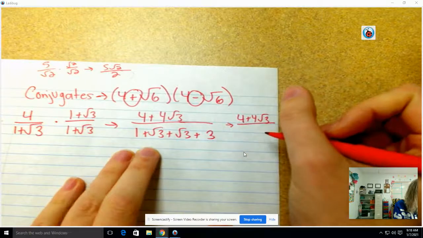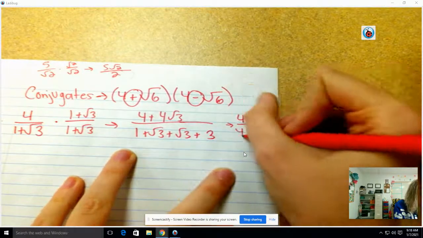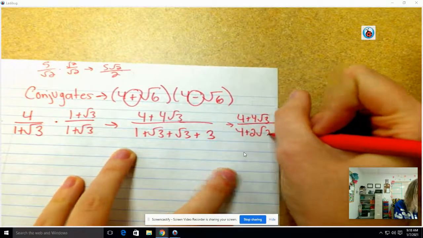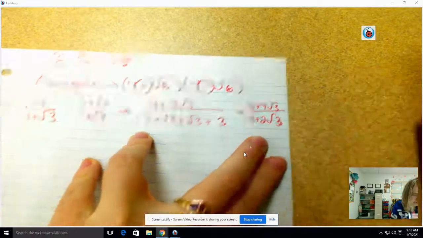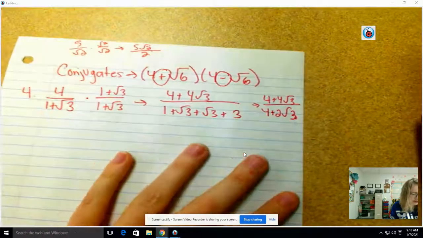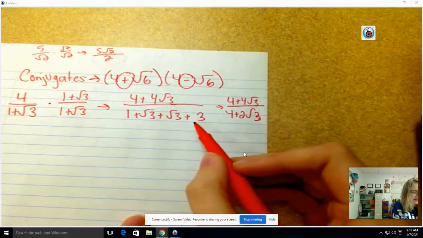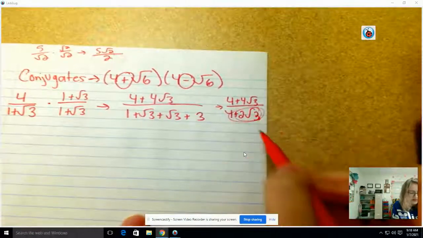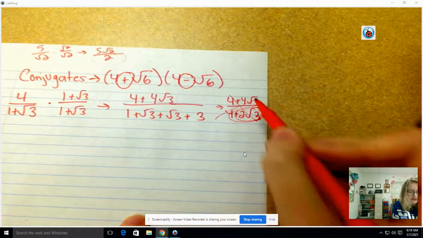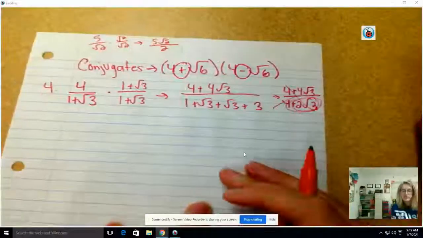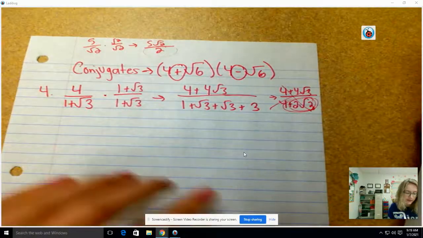And we're still going to end up having this in the bottom here, this radical in this form. We don't want this. We just want to go ahead and get that into a simplest form whole number. So whenever we're rationalizing fractions that have binomial expressions on the bottom, we're not going to use the same rationalization method that we used prior. We're going to have to use conjugates.